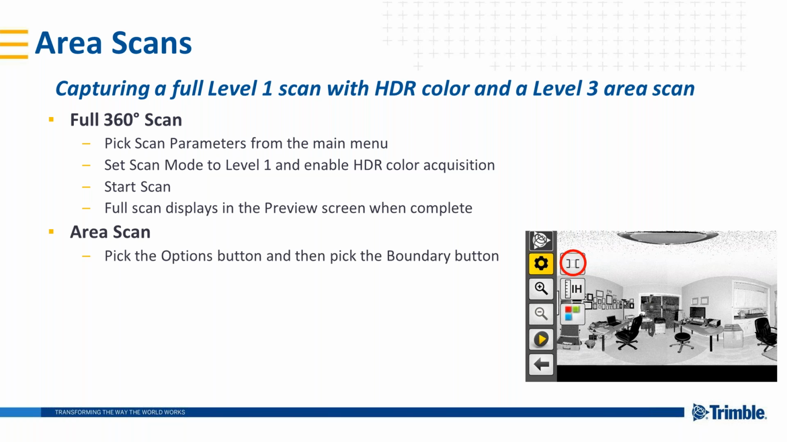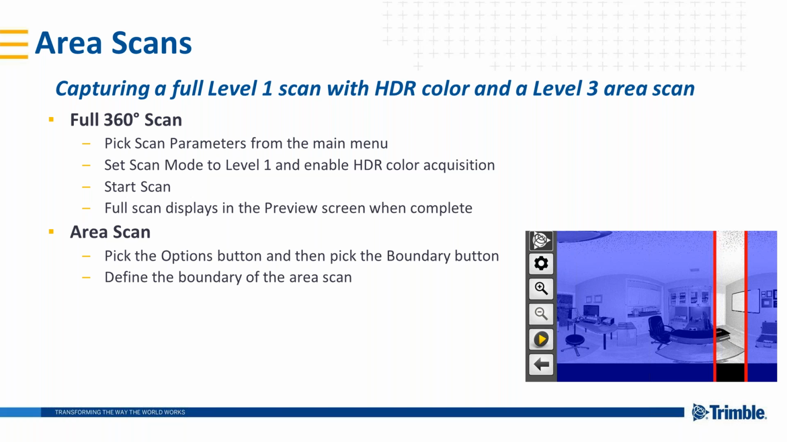And then next, you would create the area scan. You could pick the Options button and then pick the Boundary button. This will allow you to adjust the vertical red lines to define the horizontal boundary of the area scan. You can use the Zoom button to zoom in on the full scan preview to see more detail. And this is helpful if you were needing to locate targets, for example.